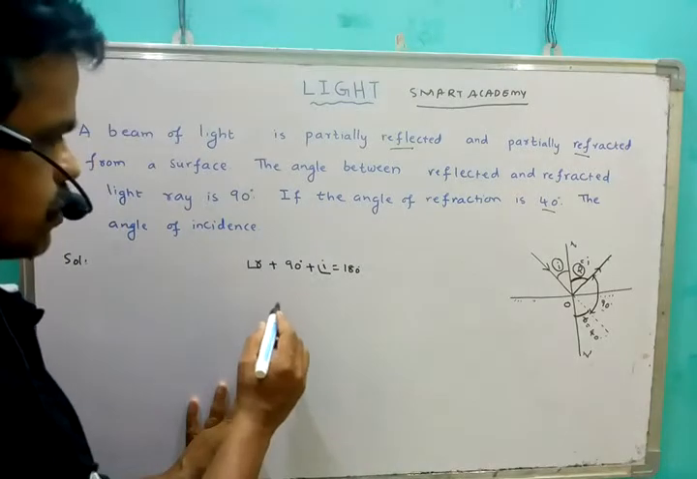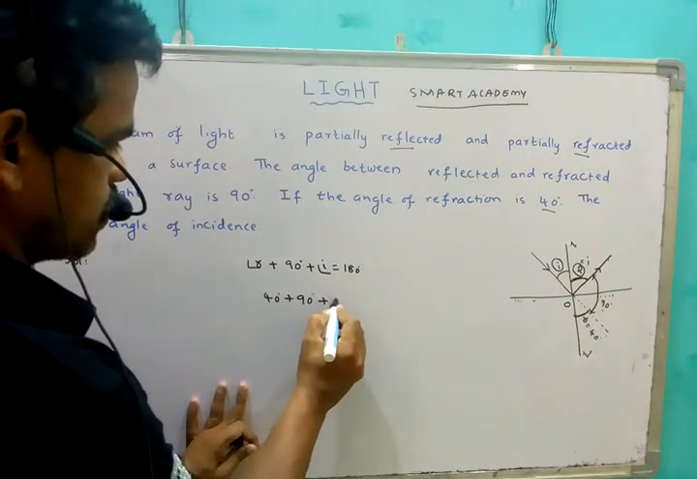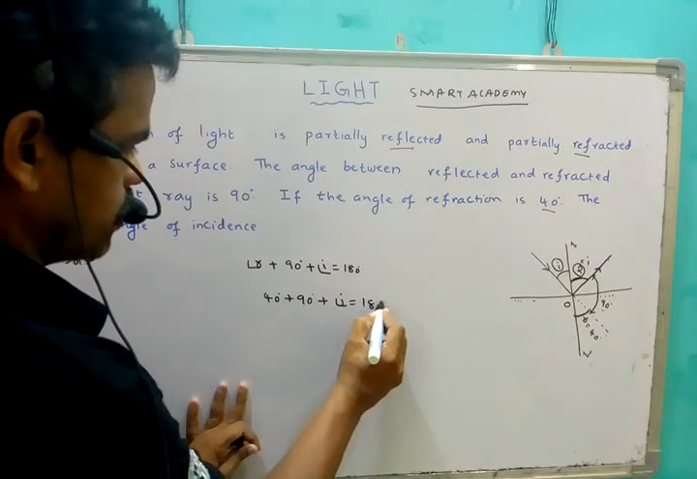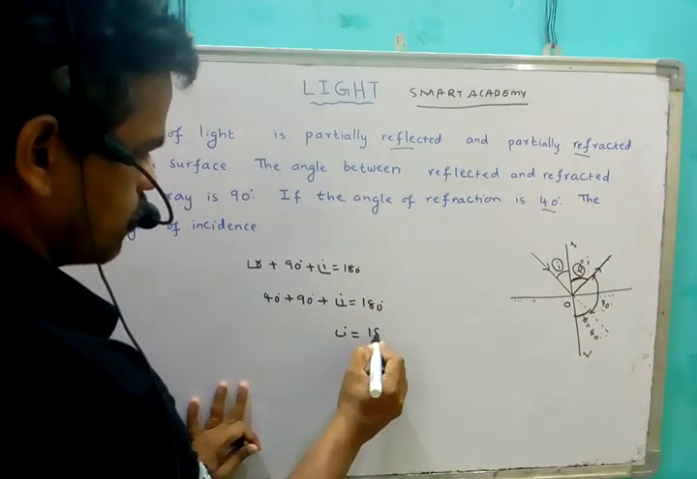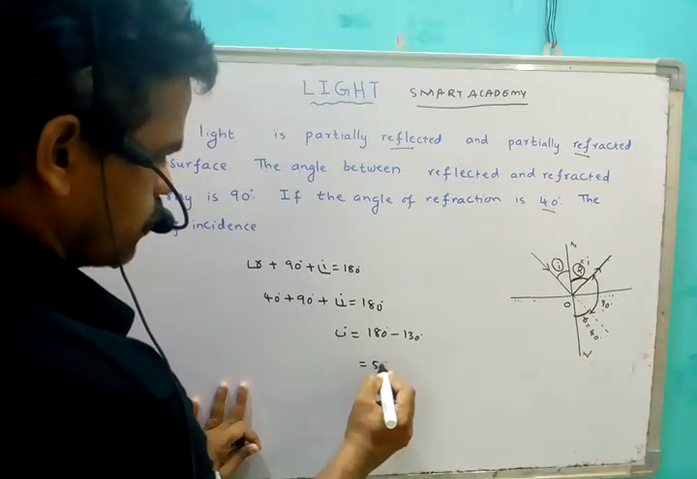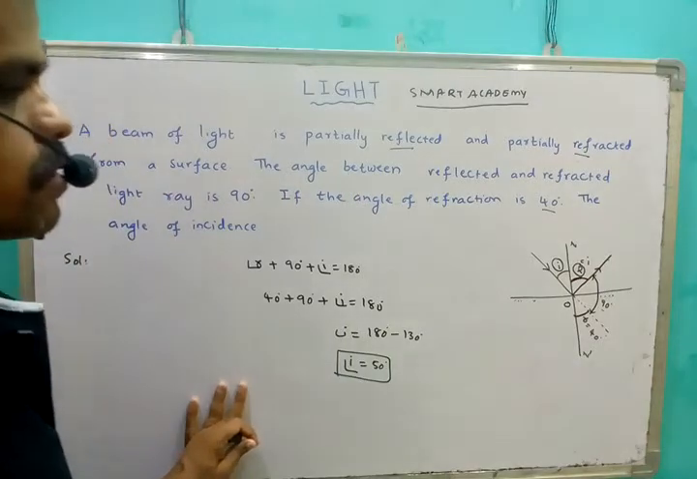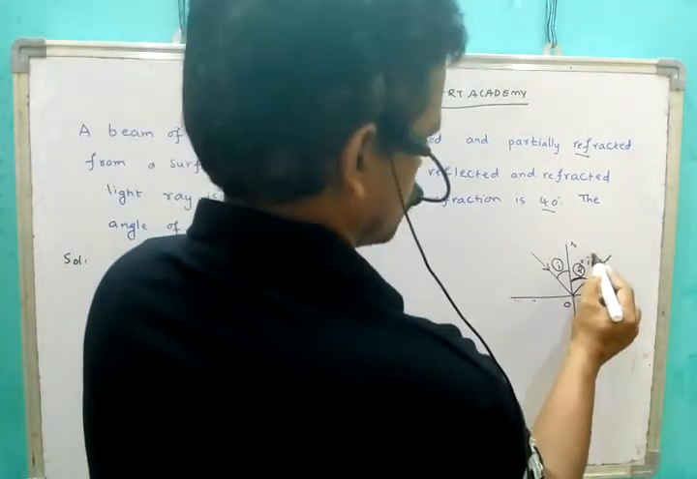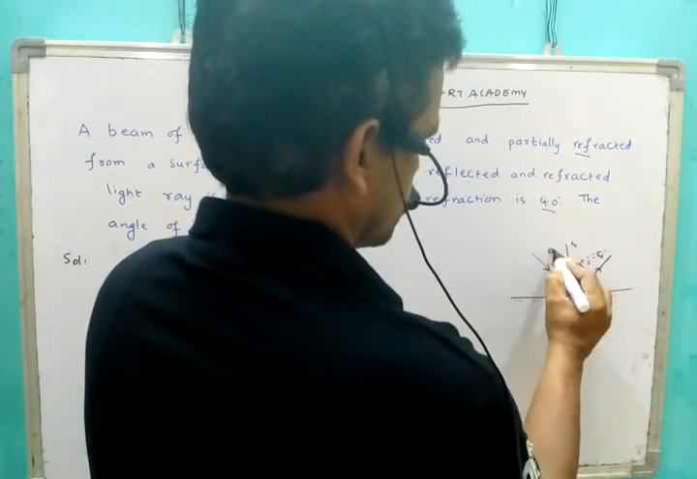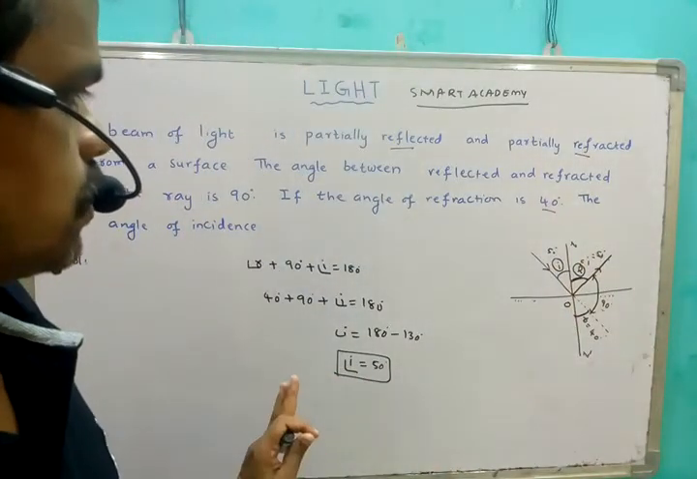From this relation, r equals 40. Substitute here: 40 plus 90 plus the angle of incidence equals 180. The angle of incidence equals 180 minus 130, so we get 50 degrees. So the angle of incidence equals 50 degrees, and the reflected angle is also 50. This is the answer.